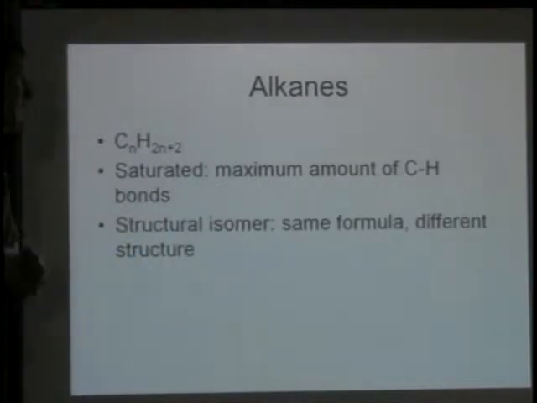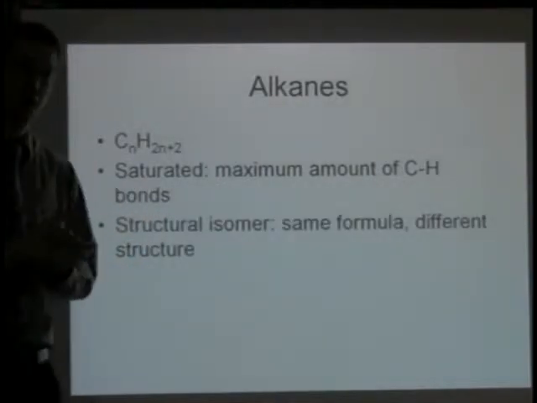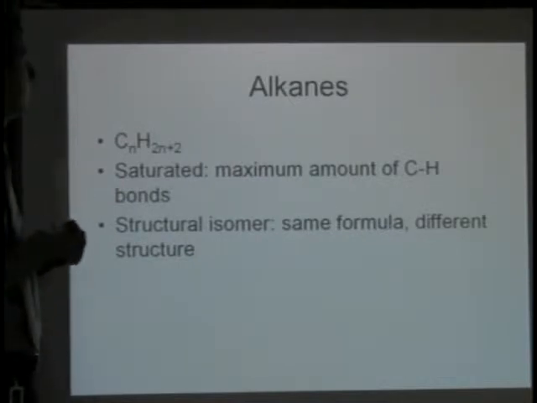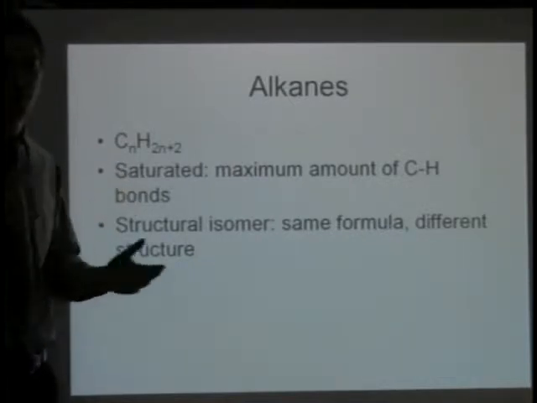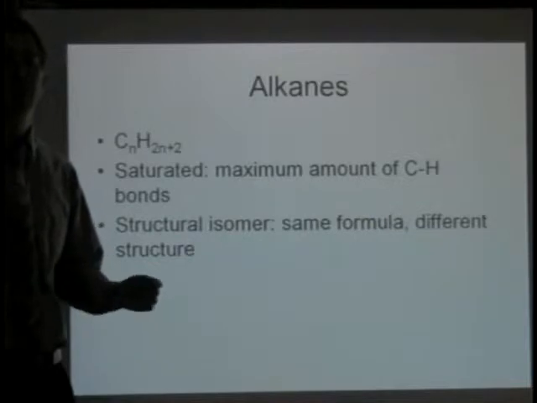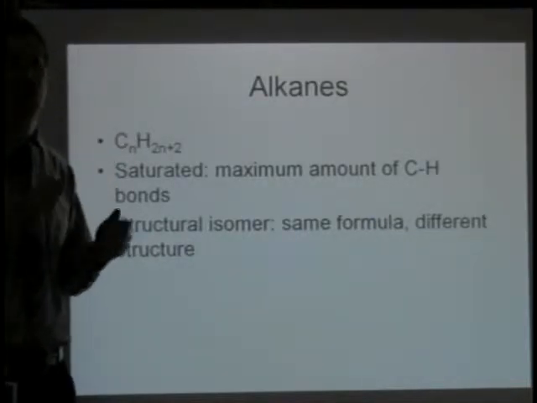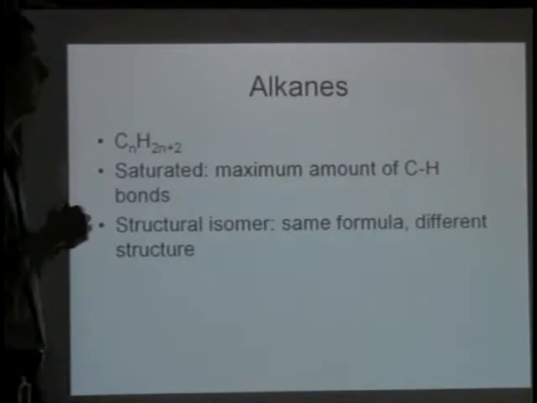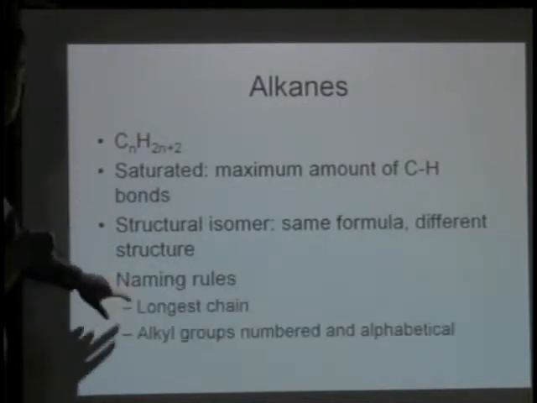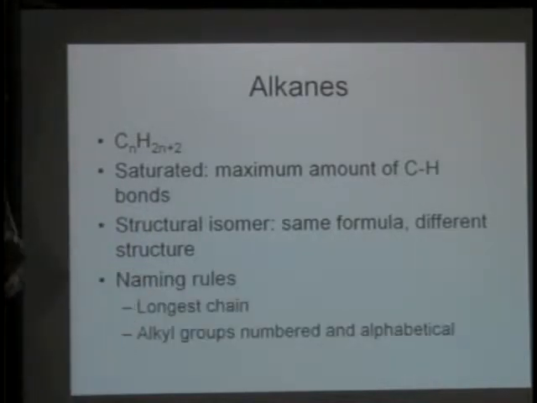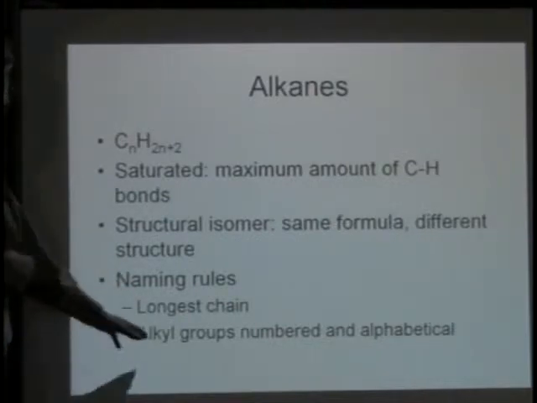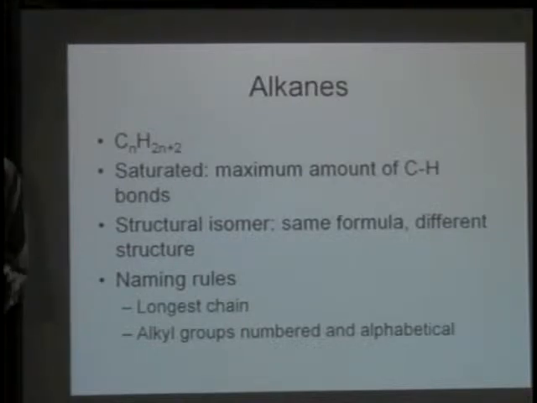A structural isomer has the same formula but a different structure. Again, I could give you C4H10, and if you remember your organic chemistry, butane would be that 4-carbon chain. We could also give you 2-methylpropane, which has the exact same formula but a different structure. Now, the naming rules to remember: first, you have to identify the longest carbon chain. Next, the alkyl groups are numbered and alphabetically listed.